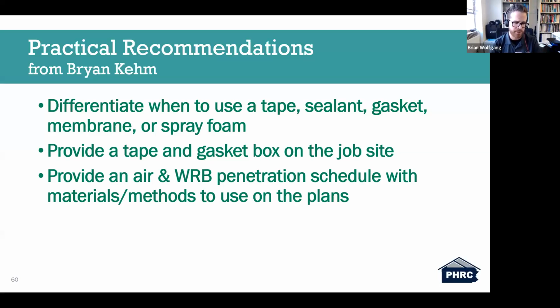Second point he passed along, which I thought was really an interesting recommendation, is to consider providing a tape and gasket box on the job site. Ask the question: am I confident that my subcontractors have the products and the tools to be able to install properly? If you don't know that, consider a more deliberate way to make sure that inventory is available to them.